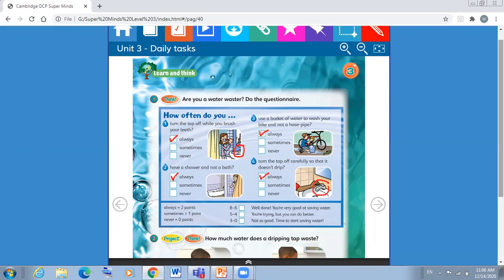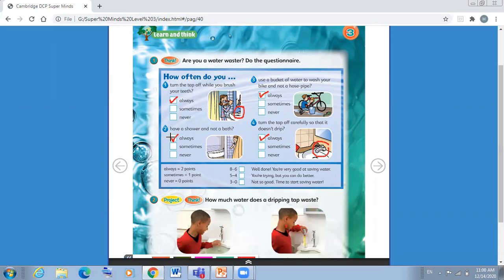Okay, now what we are going to do is count how many always, how many sometimes, and how many never. Now, each always has 2 points, sometimes 1 point, and never 0 points. Okay, now, here I have four always. So 2 plus 2 plus 2 plus 2 equals 8.